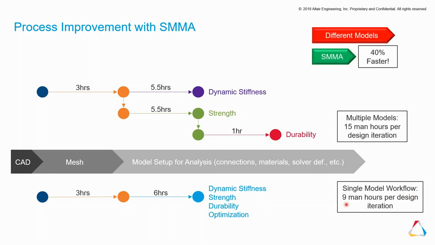So the difference that we're looking at over here is very significant. We're talking about a 40% improvement in the overall process, and that's for a single design iteration. And we know that typically any development process involves multiple design iterations and even multiple variants. So if you look at the process benefits overall, they tend to stack up very quickly.